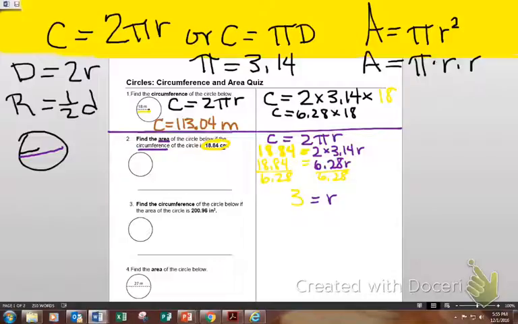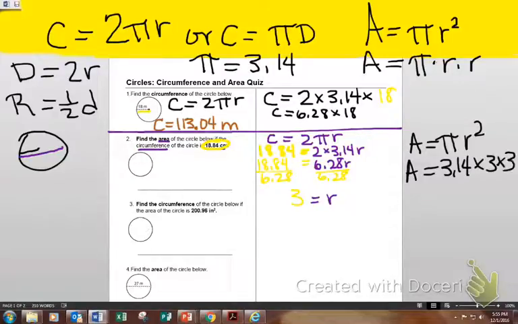If the radius is 3, then I can plug that back into the formula for area of a circle, because I'm asked to find the area. Area equals pi r squared. Area equals 3.14 times 3 times 3. 9 times 3.14 is equal to 28.26, which is the answer.